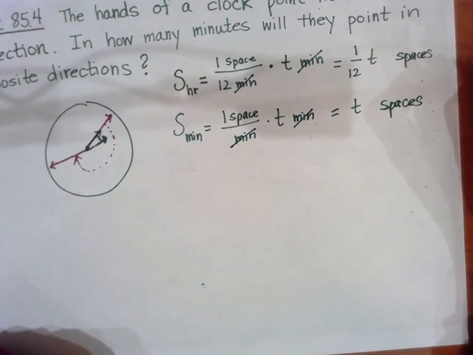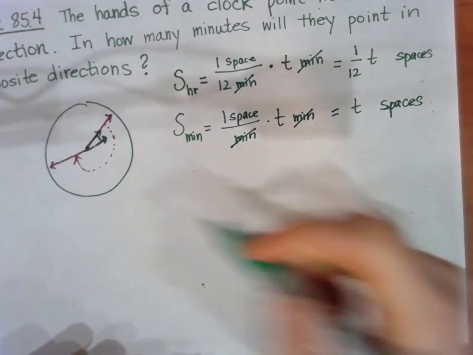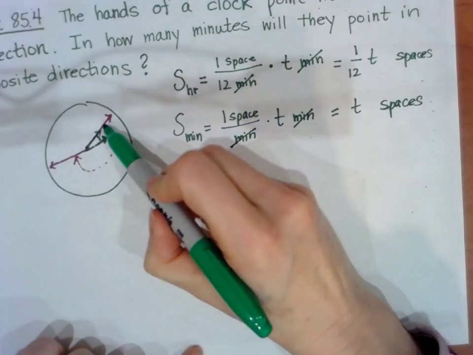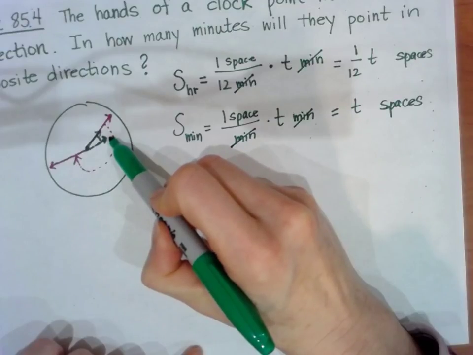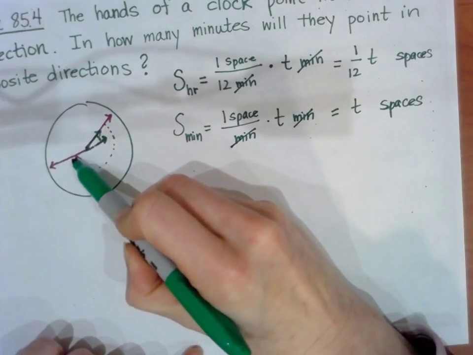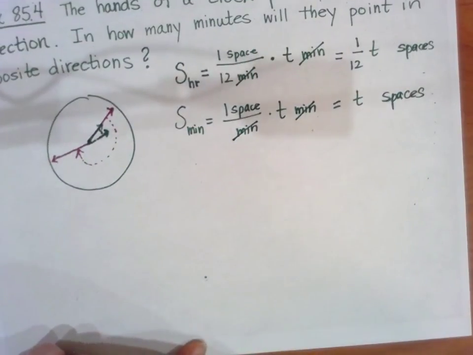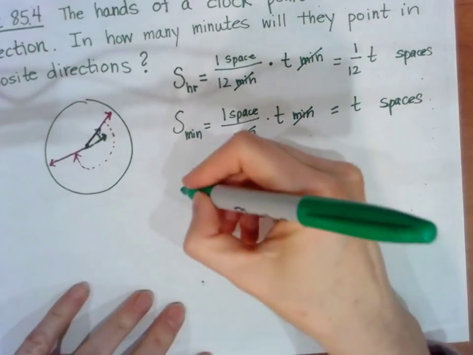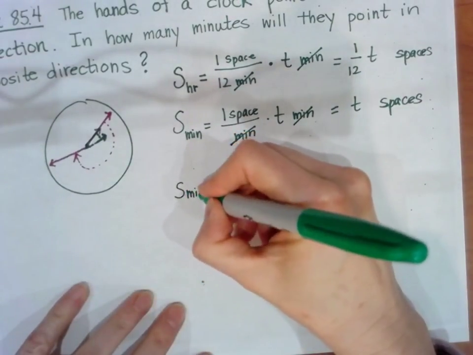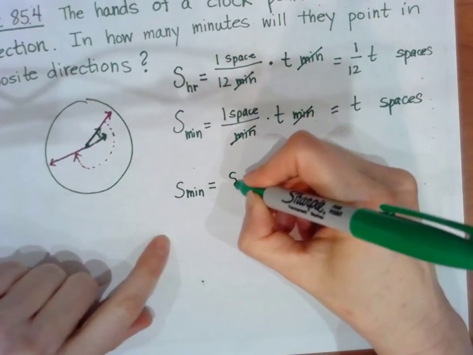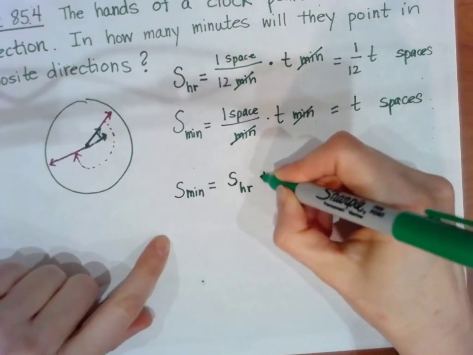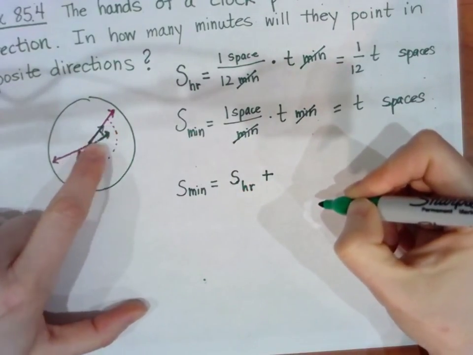Okay, and now let's think about the relationship between these number of spaces. So here, the minute hand had to move the same number of spaces that the hour hand did, and then it had to move an additional 30 spaces so that it would be opposite the hour hand. So the number of spaces that the minute hand moved would have to be the same number of spaces that the hour hand moved, plus an additional 30 spaces to be opposite from it.